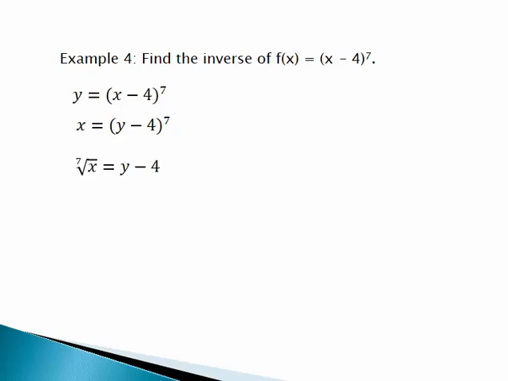We get the 7th root of x is equal to, if I take the 7th root of the 7th power, those are inverses of each other. They cancel out and I get y minus 4. And then add 4 to both sides and we have our result. y is the 7th root of x plus 4. Or in inverse function notation, f inverse of x is the 7th root of x plus 4.